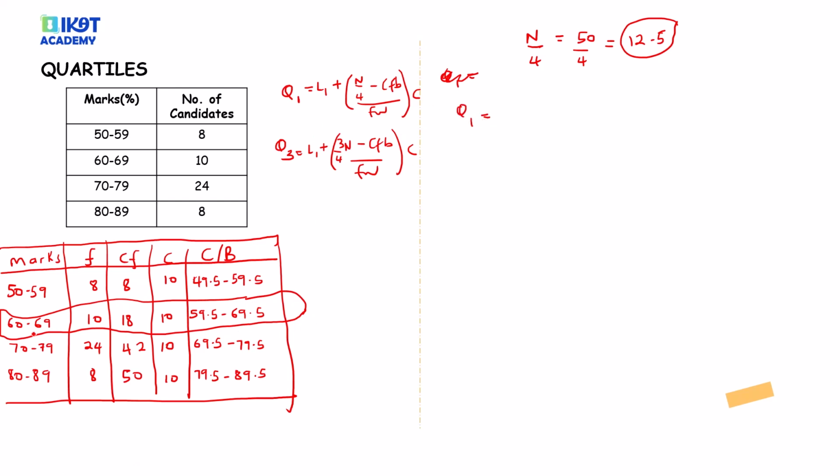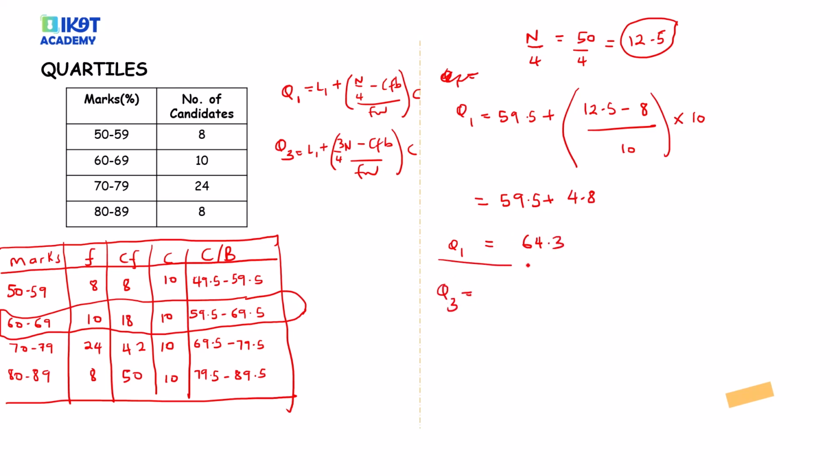So Q1 is going to be equal to L1. We are going to use the one here, it's 59.5, plus, open the bracket, 12.5 minus the cumulative frequency before this class, which is 8, over the frequency within this class, which is 10, times the class interval, which is 10. So here we have 59.5 plus, remember this 10 is going to cancel with that, so this is 4.8. So here we end up getting Q1 is equal to 64.3.